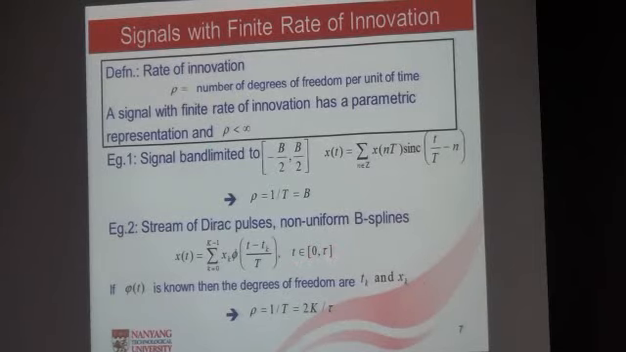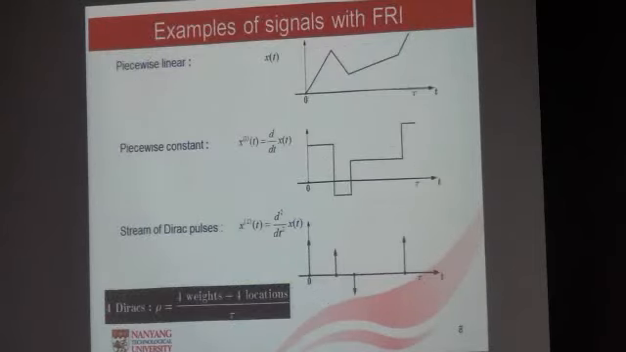Okay, so these are just two analytic examples, but I will explain with a graph, a drawing. Here we have a piecewise linear function, and if we take the first derivative of the piecewise linear function, we have a piecewise constant, and if we take the derivative of the piecewise constant, we're going to get a stream of Diracs which are not uniformly spaced, right? So if we take the derivative of this, we're going to get this signal here. So what is the number of degrees of freedom in this case? Well, it's going to correspond to the 4 locations and the 4 weights.